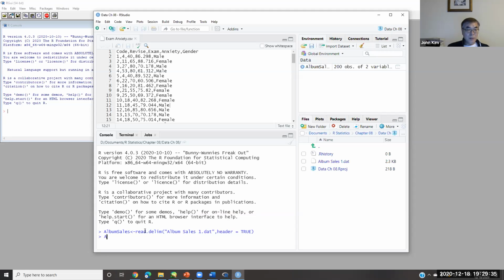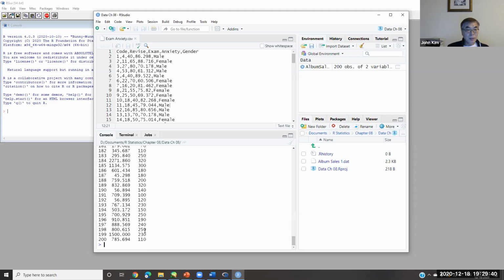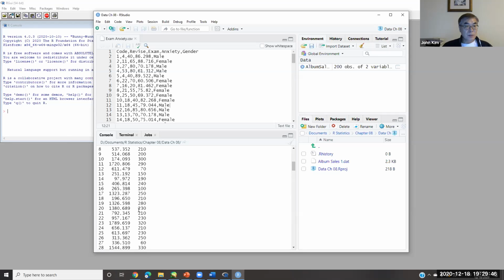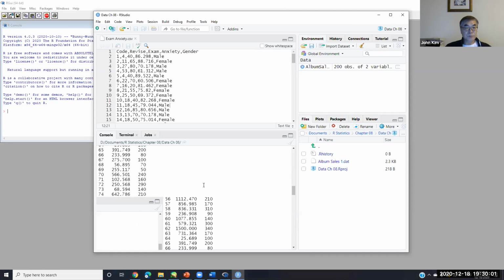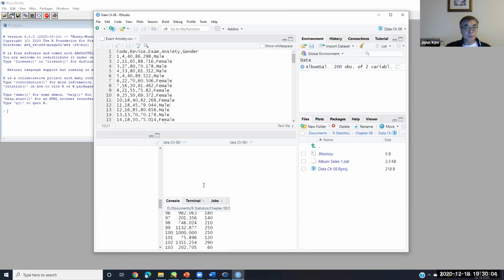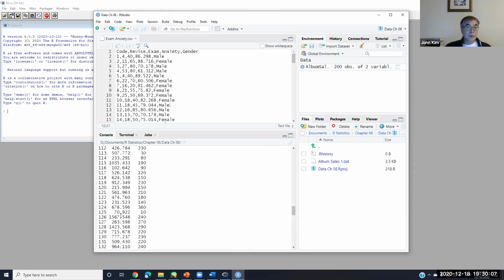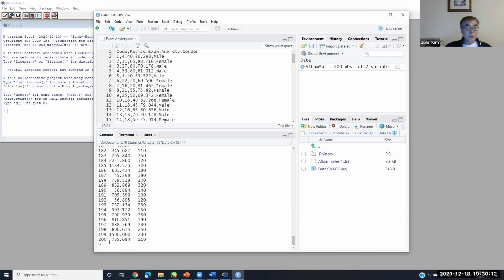And let's see if the data was imported right. It is the same data we used last week. There are two variables, advertisement and sales. Sample size is 200.